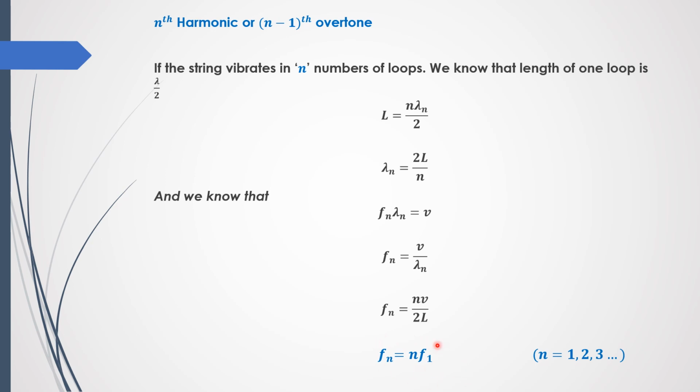Where f1 is the fundamental frequency, n is the number of the harmonic, and fn is the harmonic frequency, and n will be equal to 1, 2, 3 and so on. So if n is 1, fn will be equal to f1, which is the fundamental frequency. If n is equal to 2, f2 will be equal to 2f1, which is the first overtone, and so on.